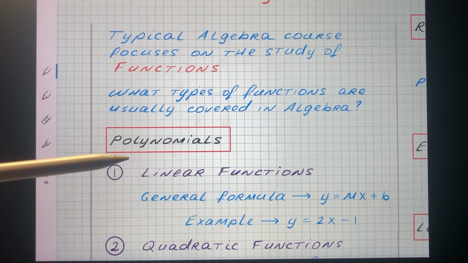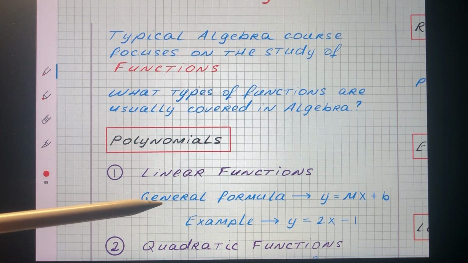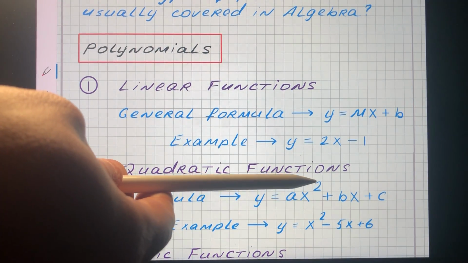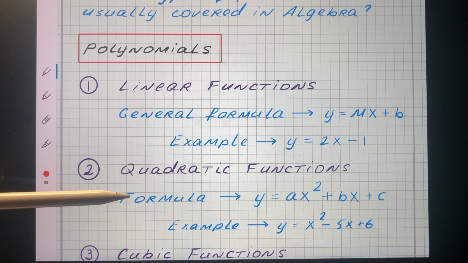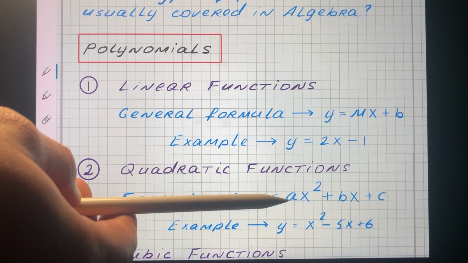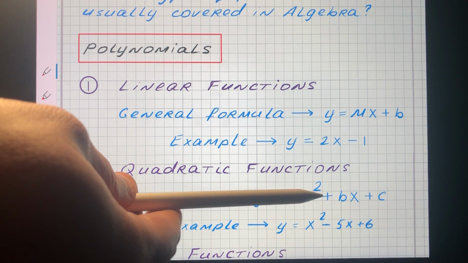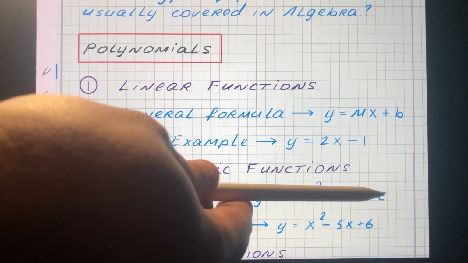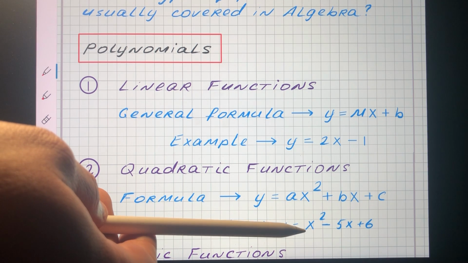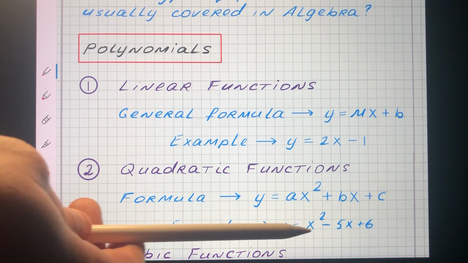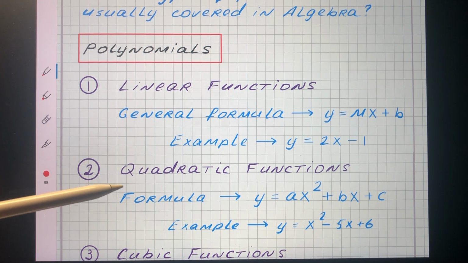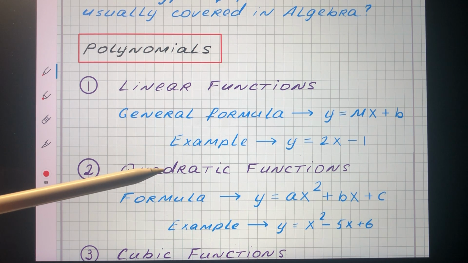After the linear functions, we go to quadratic functions. The quadratic functions have the highest power of the unknown equal to 2. That's what makes them quadratic. The formula for the quadratic functions is y equals a times x to the power 2 plus b times x plus c. An example of a quadratic function could be y equals x to the power 2 minus 5x plus 6. Quadratic functions make a picture that is a U-shape, and the picture of a quadratic function is called a parabola.